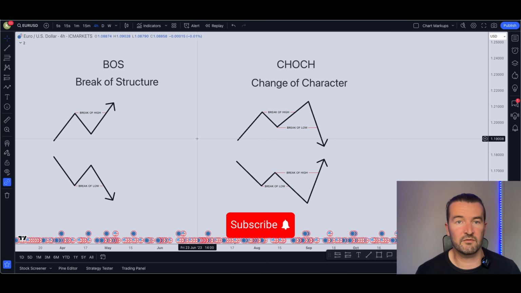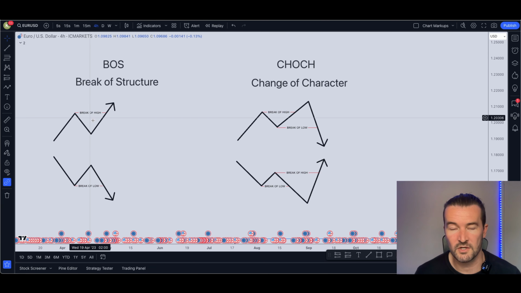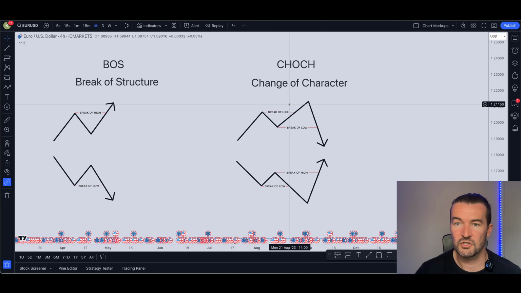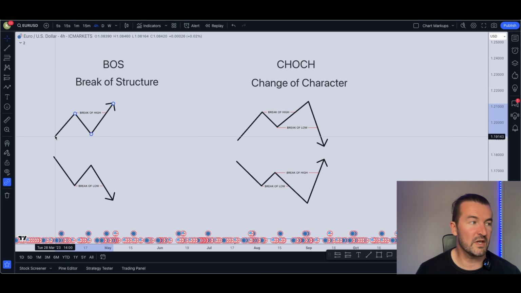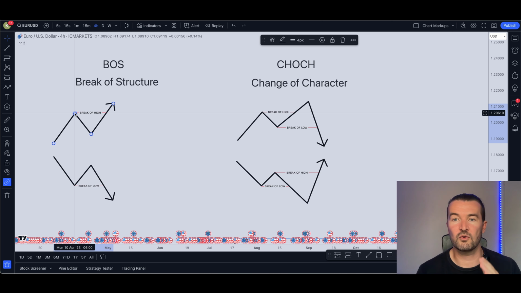So, on the screen right now, what we can see are two inverse breaks of structure and two inverse changes of character. Okay, so to talk you through this, we always have a starting point. Don't worry necessarily where the starting point is, but we're just going to start on this little leg here. So we've just got a starting point and price moves upwards. When price moves upwards, it doesn't matter if it's multiple candlesticks, multiple times, you just want price to be moving up without pulling back, okay?